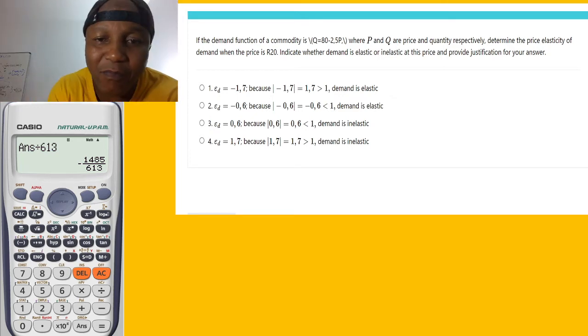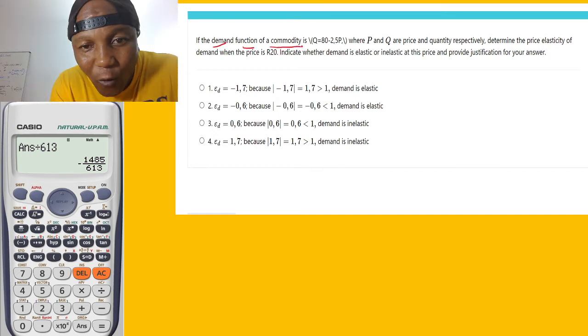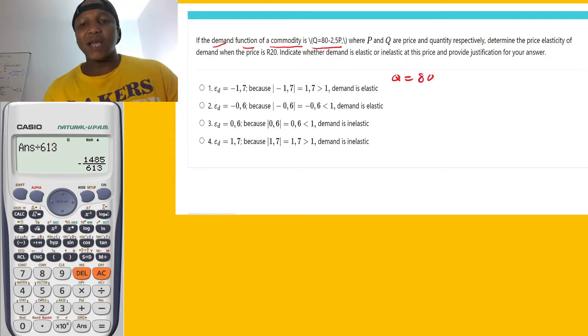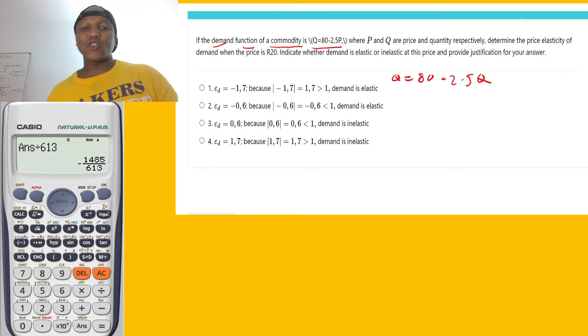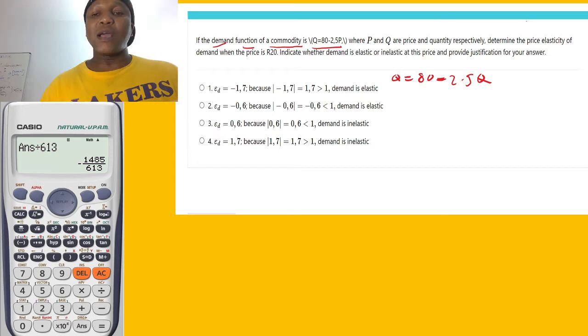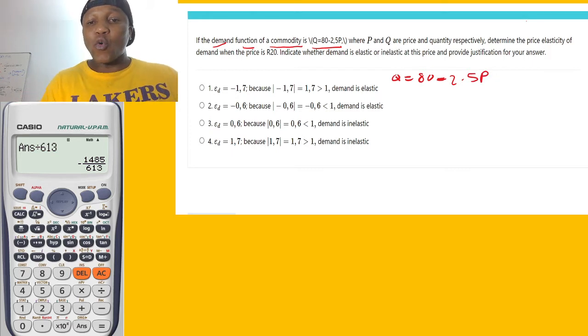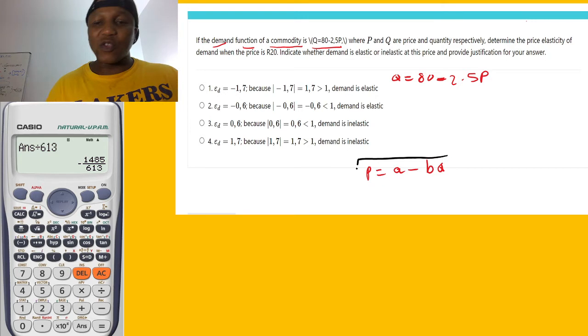So let's say demand functions. We have a demand function of a commodity: Q equal to 80 minus 2.5 P. What we're going to do for the most part is make sure you make P the subject. Very, very important. Your equation has to be in this form, like P equal to A minus B Q. So that's why you have to rewrite it in that format.